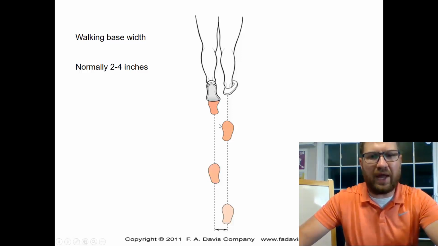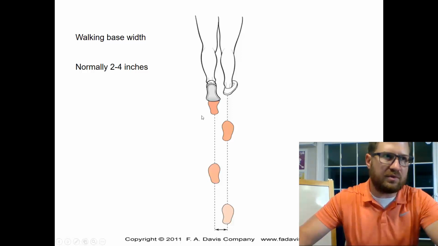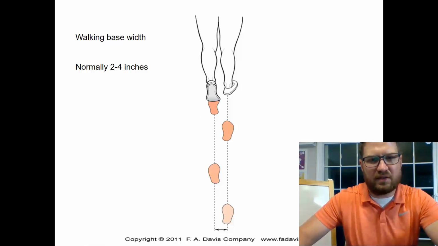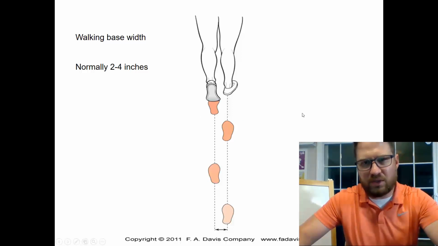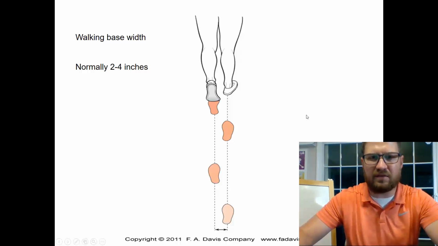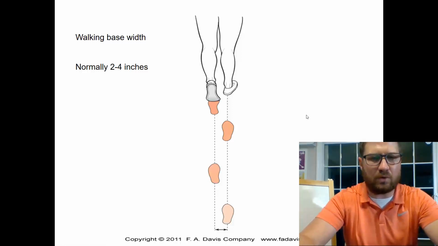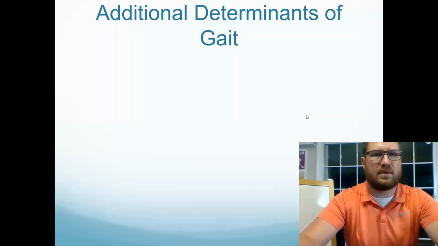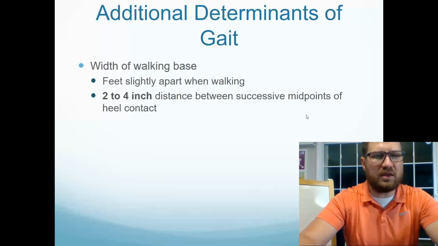So the old adage is kind of all the motor patterns that we see in our little kids when they're first learning things eventually get regressed to later in life as we become older and older. The width of the walking base usually is going to be 2 to 4 inches apart.